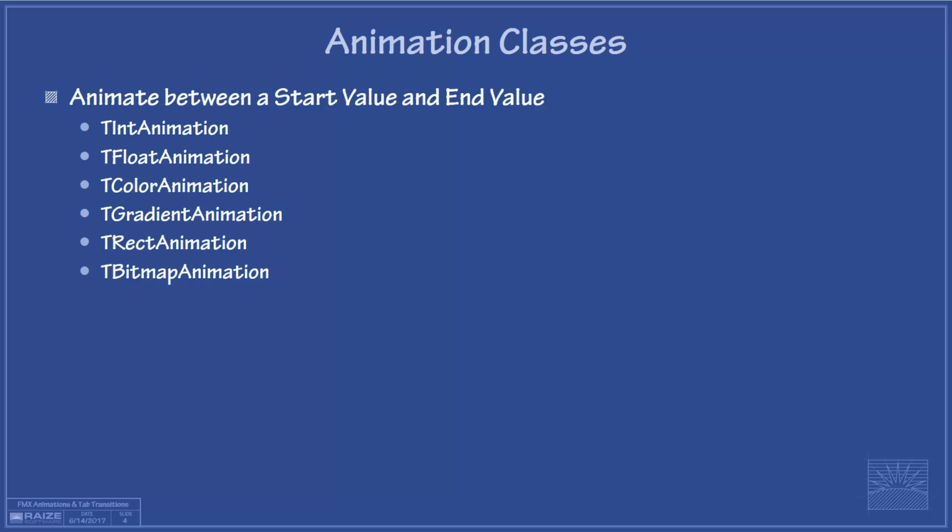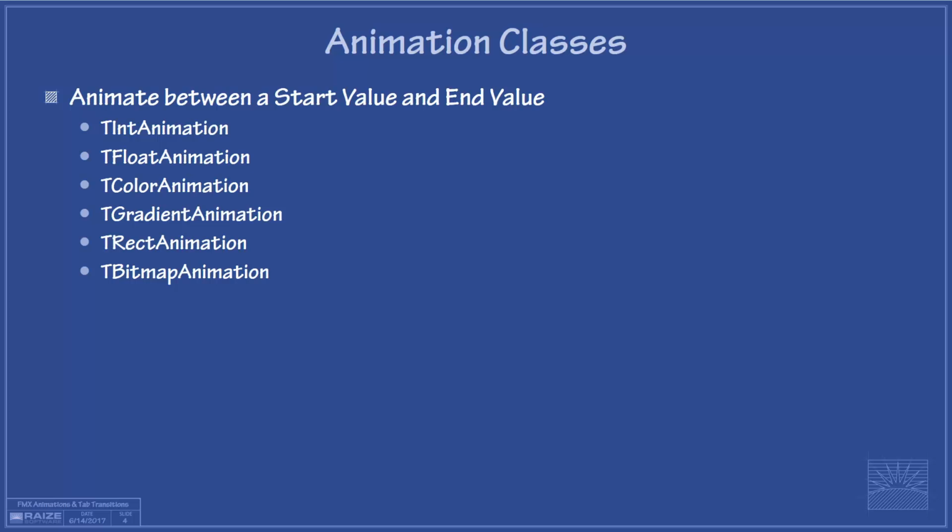So now we know what we can animate, but how do we do the animation? And what capabilities are included in FMX? And this is where the animation classes come into play. And there's several. And it all depends on what property you're trying to animate. So the simplest animation classes allow you to animate between some start value and an end value. They call it stop value in these classes.